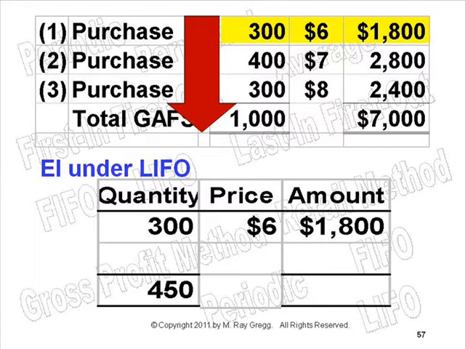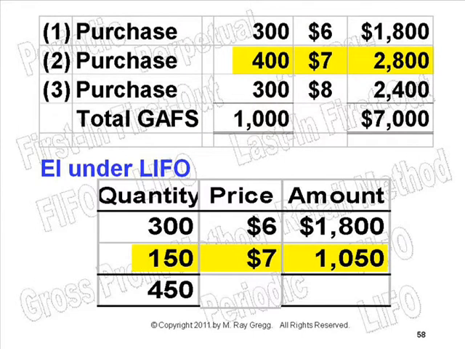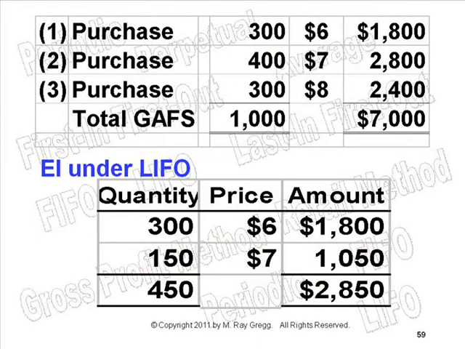Now I need 150 additional units to get me to the 450 we've determined that is in ending inventory. Those 150 units are to be valued this time at $7 a piece. That $7 is from that middle purchase, the second purchase. 150 at $7 a piece is $1,050. $1,800 from the first batch, $1,050 from this batch, means that ending inventory under the LIFO assumption is $2,850, $2,850. We should write that on our handout.